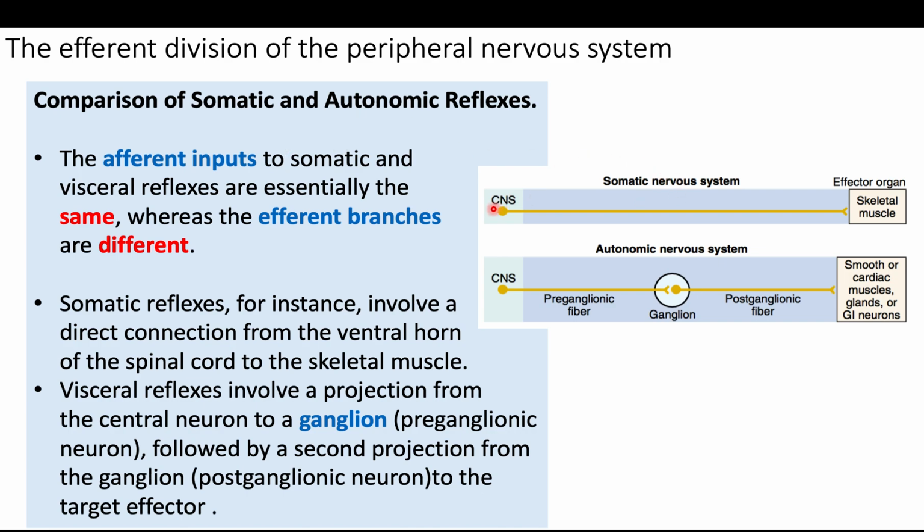Okay. So now, let's take a look at the comparison of the somatic and also autonomic reflex. So this is somatic, because I did mention to you that at the efferent output of the somatic there is only one neuron, but for the autonomic we have two, the pre and post, or the first order or the second order, by which they communicate in the ganglia.